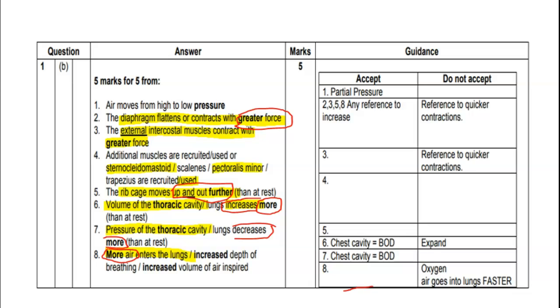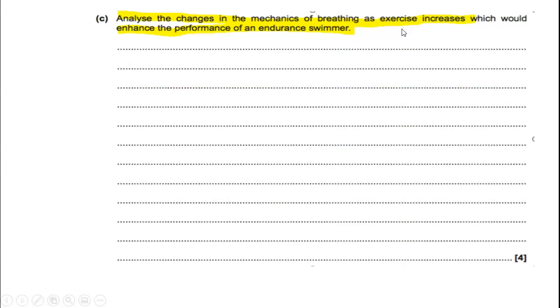Now what I'm going to do is show you what I consider the hardest question you can get when it comes to exercise, or the hardest one I've seen so far. If you have a look at this question then, analyse the changes in the mechanics of breathing as exercise increases, which would enhance the performance of an endurance swimmer. Now, this has got a few additional things for us to focus on. So when it talks about this one, it's talking about analysing the changes in the mechanics of breathing.